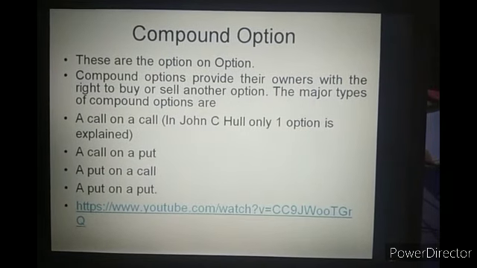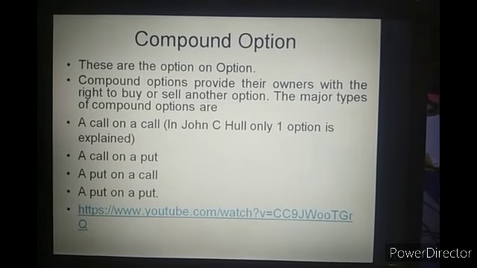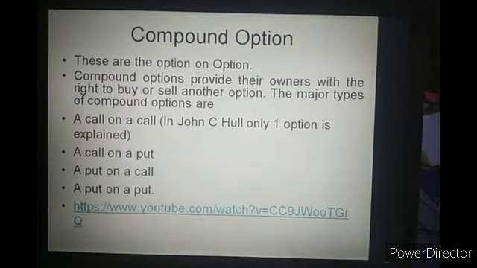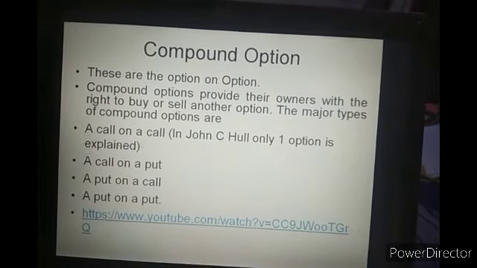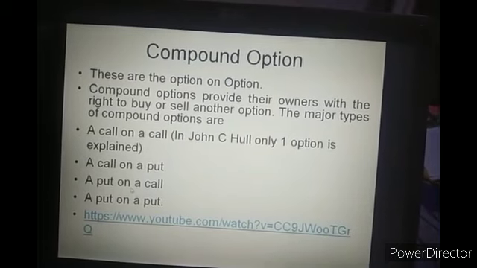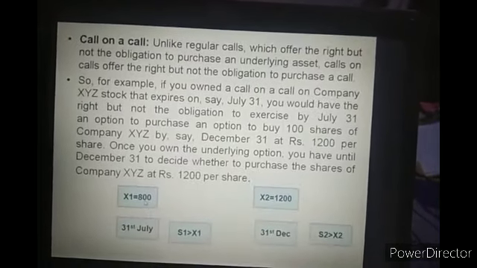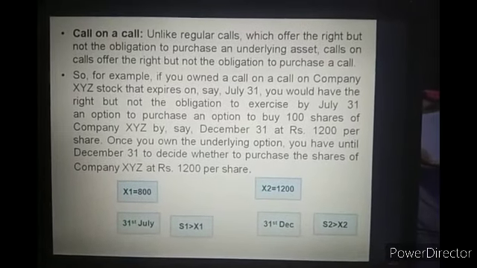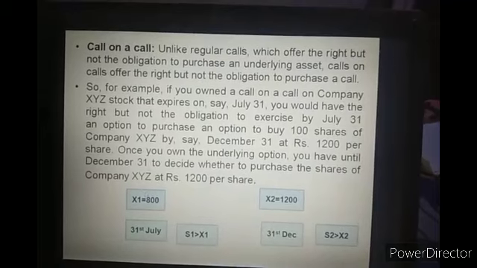So what is a compound option? As its name says, compound means an option on an option. So here we have 4 possibilities: call on call, call on put, put on call, and put on put. So let us understand the first one. What is a call on call? I'll directly explain with this example.